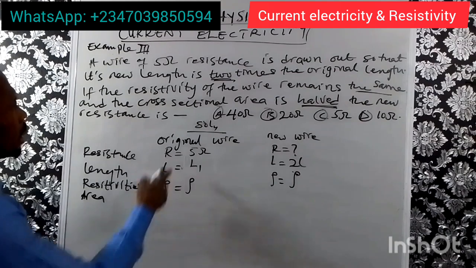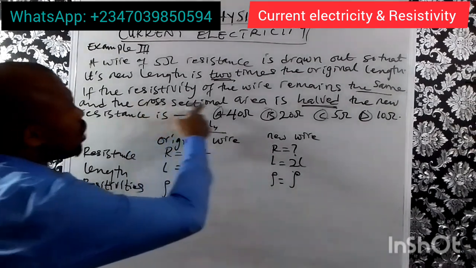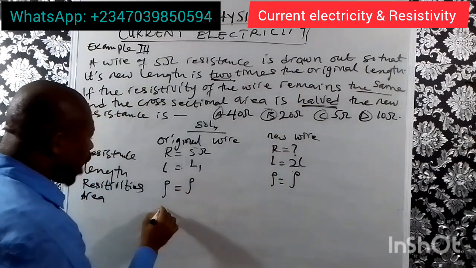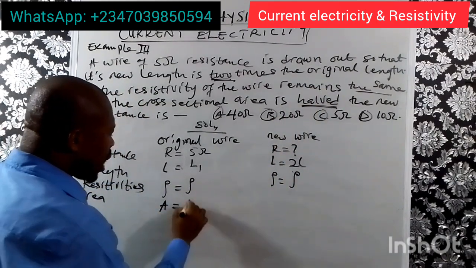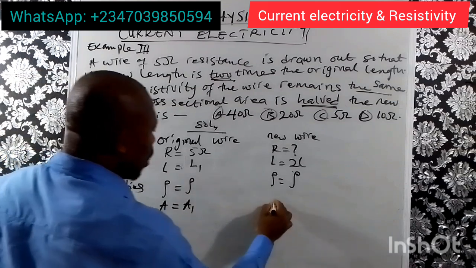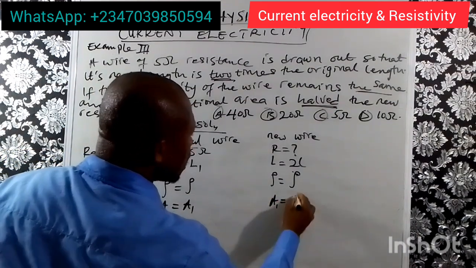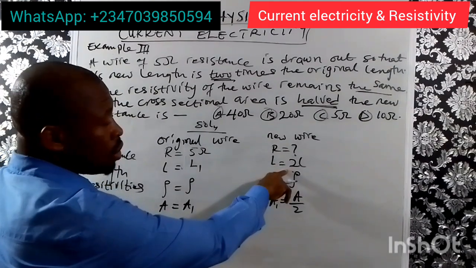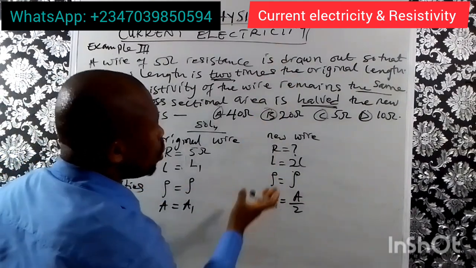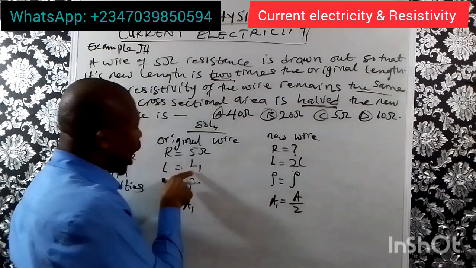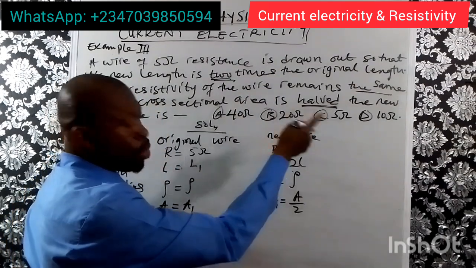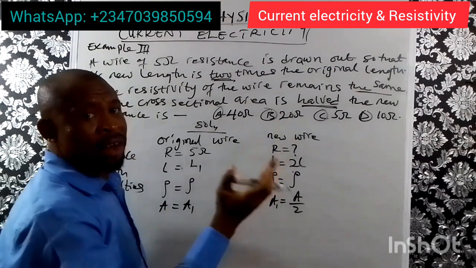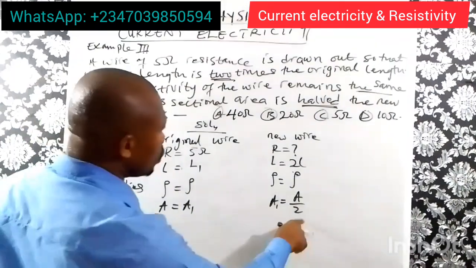The new cross-sectional area, let's say the area here is A1. A1 here is A over 2. It has been reduced now. Check the rate at which it's going. L here is L1, and here it is double. The area of the new one is reduced.